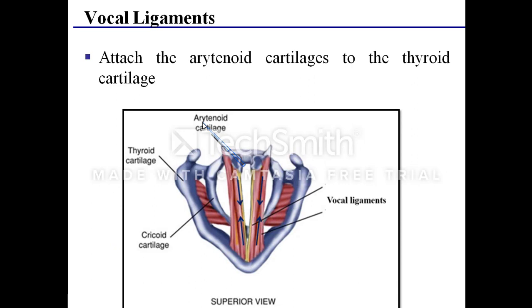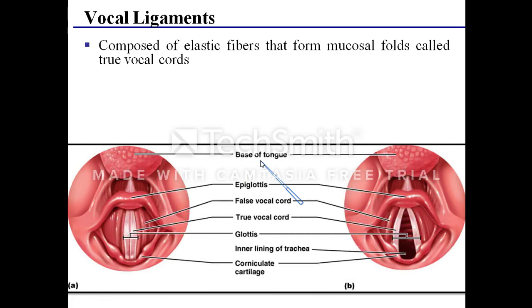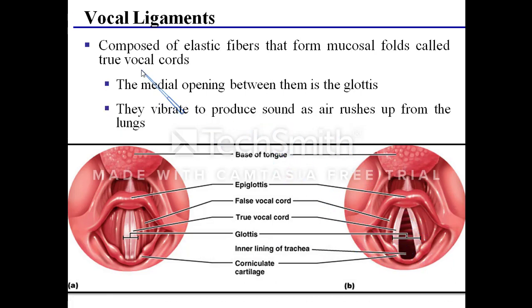Now, to help in the production of sound, we have vocal ligaments. These ligaments are attached to the thyroid cartilage and to the arytenoid cartilage. These vocal ligaments are of 2 types: true vocal cords or false vocal cords. They are made up of elastic fibers and form mucosal folds. These mucosal folds are called vocal cords, and they have an opening in the center, which is called the glottis. The vocal cords involved in sound production are called true vocal cords.